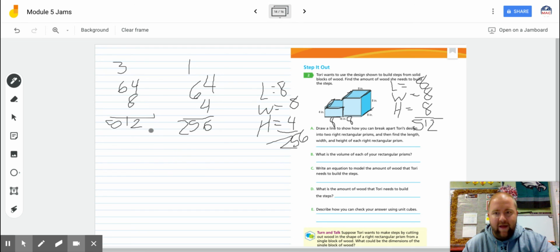So now I'm going to add those two together to figure out the volume of this entire composed figure. So I have 512, 256. I'm going to add those up. I get an 8, I get a 6, I get a 7, and that is going to be our answer, 768 inches cubed or cubic inches.